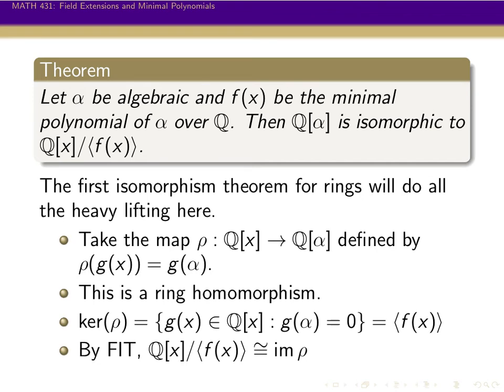Now, this is where we apply the first isomorphism theorem. We have a homomorphism. We know what its kernel is. So the first isomorphism theorem is going to tell us that the polynomials over the rational numbers modded out by the ideal generated by f of x, so modded out by the set of polynomials that have alpha as a root, is going to be isomorphic to the image of this map.